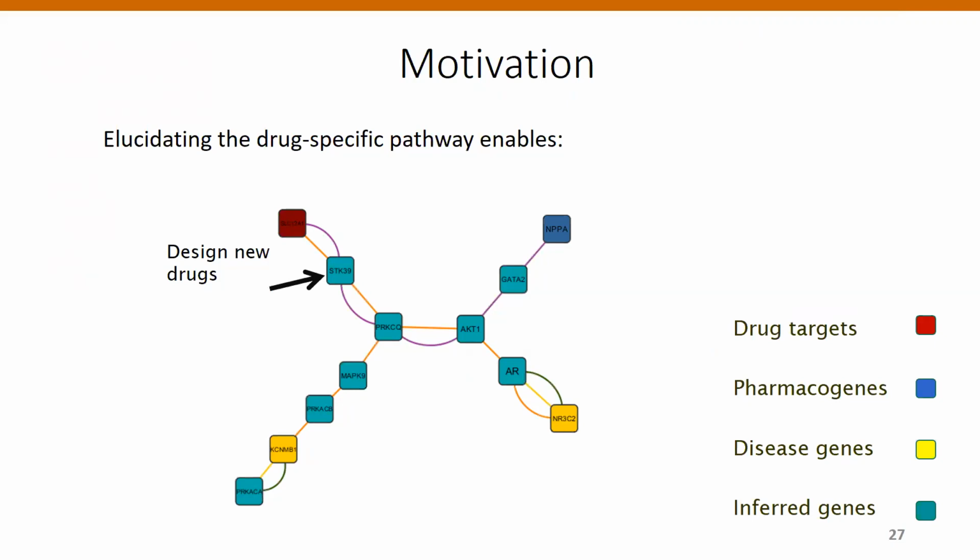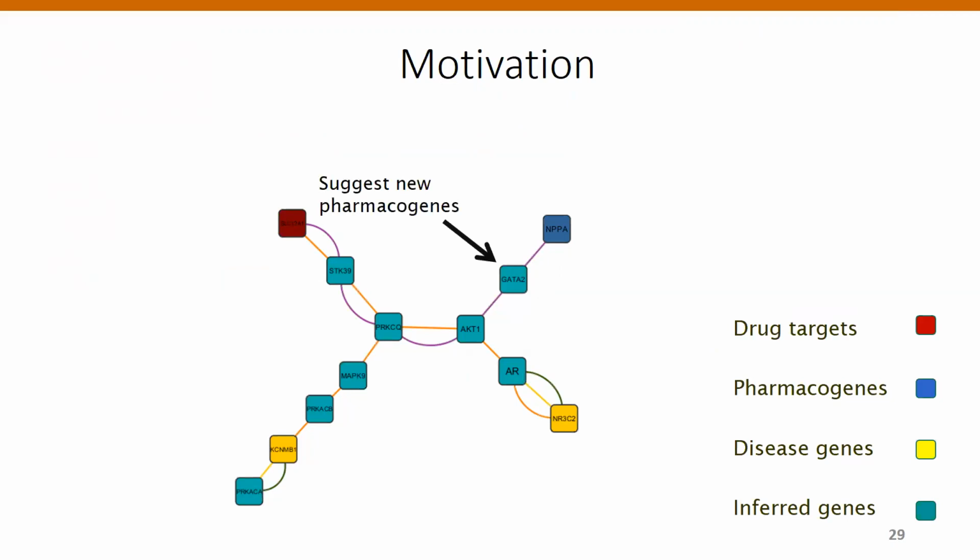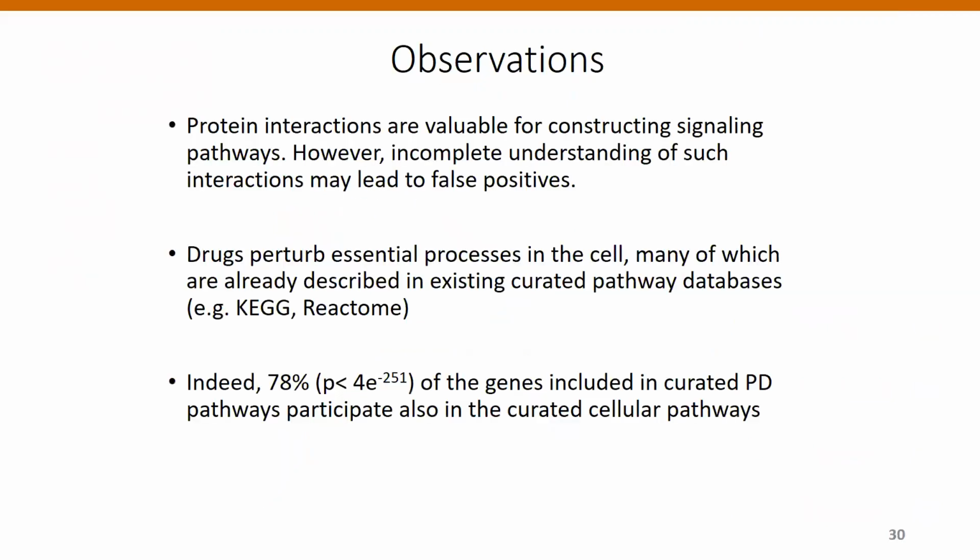So these inferred ones can be used for designing drugs or drug repositioning if you do find a new drug target. It can be used to associate genes with side effects and drug interactions. And we actually did all this in that work and suggest new pharmacogenes. And in our case, it was used to reduce the hypothesis space in just focusing on the Warfarin pathway. So I'll just go over briefly, we first explain how we build that, and then I'll explain how we validate that.